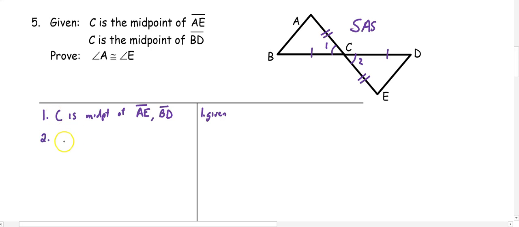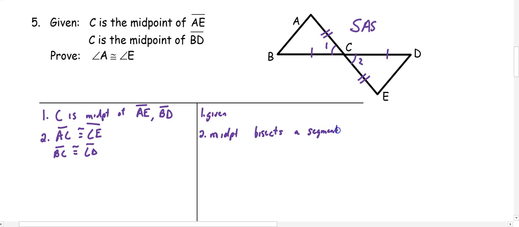So in step 2, we're going to say that AC is congruent to CE. And in the same step, we can also say that BC is congruent to CD because they use the same reasoning. So the reason that those are congruent is that a midpoint bisects a segment into two congruent parts. Then we also have vertical angles are congruent. So angle 1 is congruent to angle 2 because vertical angles are congruent.